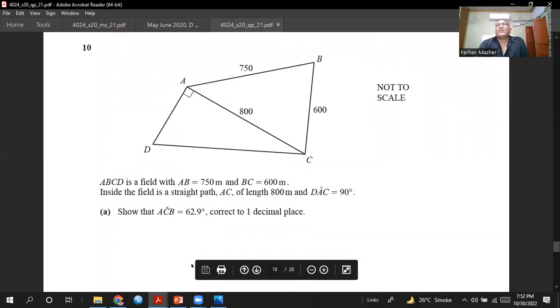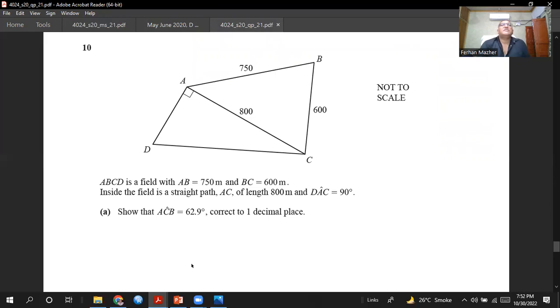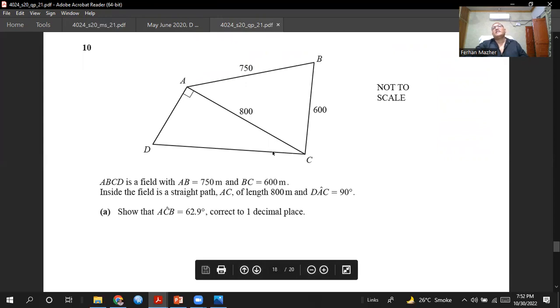Okay, so now we are on question number 10. Here, ABCD is a field with AB 750 meters, BC 600 meters. Inside the field is a straight path AC of length 800 meters, and the angle ADC is 90 degrees. Show that the angle ACB is 62.9 degrees.